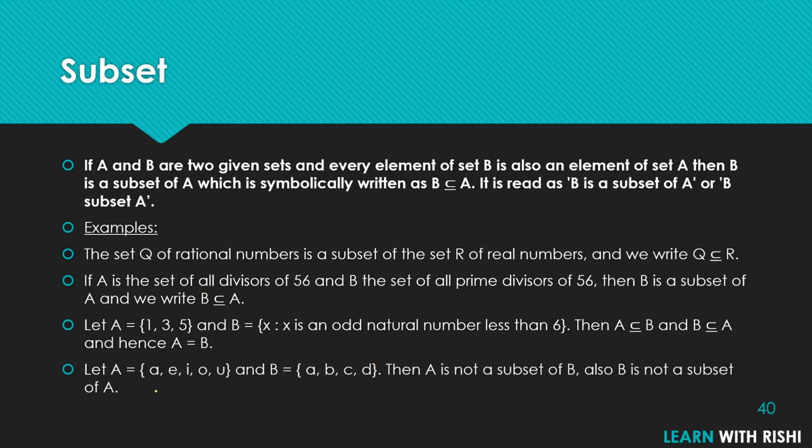Let A is equal to {A, E, I, O, U} and B is equal to {A, B, C, D}. Now here you can see every element of A is not present in B. Every element of B is not present in A. So neither A is a subset of B nor B is a subset of A. So then A is not a subset of B, also B is not a subset of A. So I hope you understood the concept of subset.